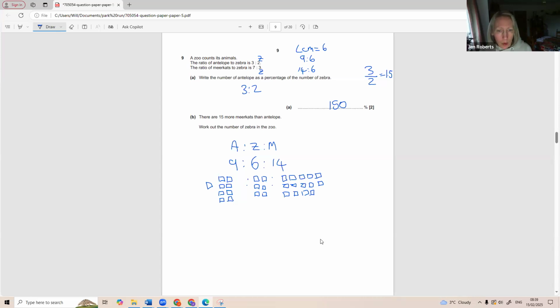Well, how many more parts does meerkat have than antelope? So 14 take away 9 is 5. So you've got that many parts more meerkat. 15 divided by 5 is 3, which means every single box in this entire ratio represents 3. And what we're working out is the amount of zebras, so we know each box here represents 3, so 3 times 6, 18 zebras.